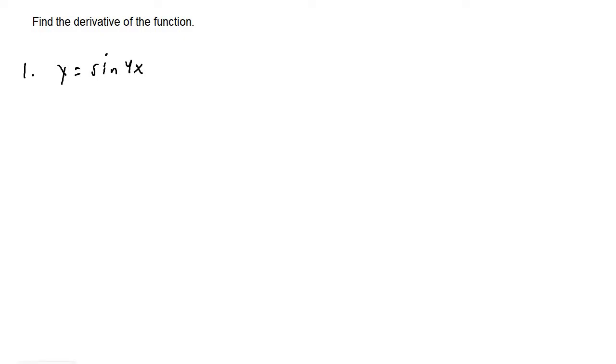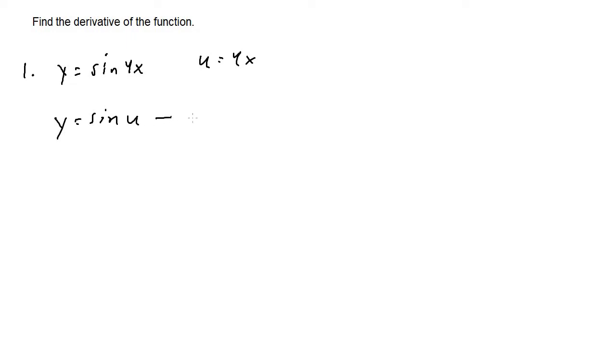Now when you're just starting off with using the chain rule, it's helpful to sometimes label the outer function and the inner function. So in this case, sine is the outer function and 4x is that inside function. And I'm going to go ahead and label the inside function with u. So we have y equals sine of u, where u equals 4x. That way we know the outer function is sine, the inner function is that u, which is 4x. So once again, we have to use a chain rule.